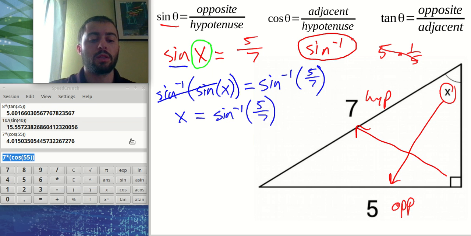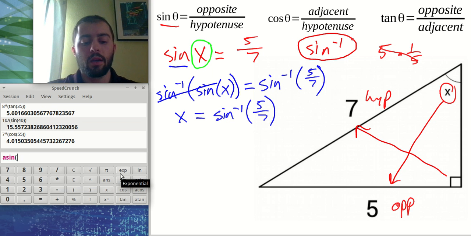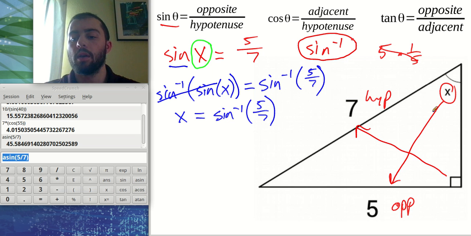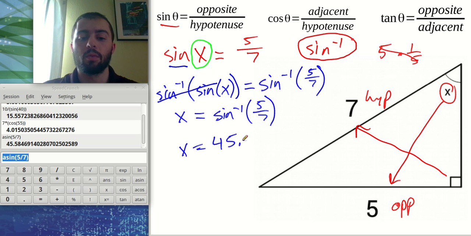So if you do sine inverse, or in my case it's labeled as asin, of 5 divided by 7, that gives you 45.6 degrees in this case. All right, so we can label our angle x as 45.6 degrees.